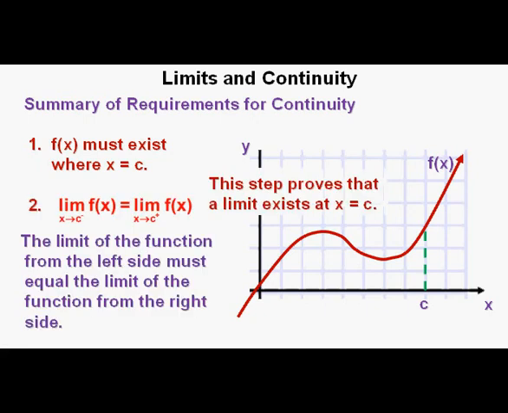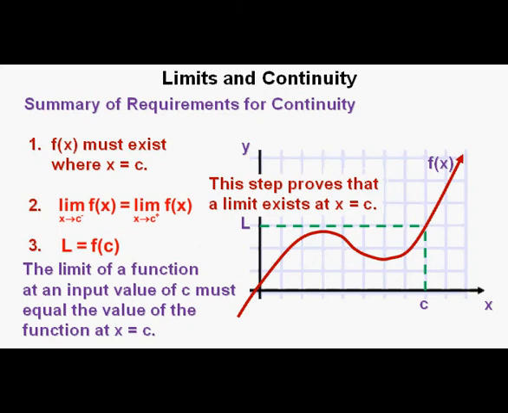Secondly, the limit of the function must exist at x equals c, and in more detail, the limit from the left side of c and the limit from the right side of c must be equal to each other. And finally, that limit at an input value of c, which we call capital L, must be equal to f of c. We need to have each of these three requirements met for a function to qualify to be continuous for a certain input value of c.